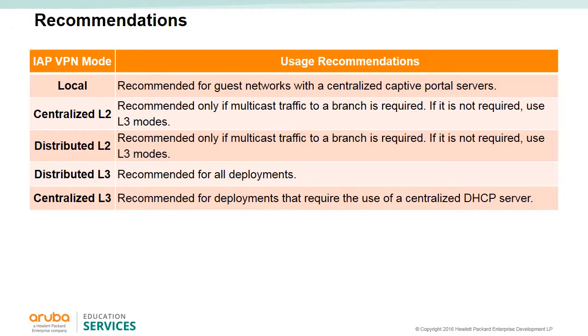DHCP recommendations. Local, recommended for guest networks with centralized captive portal servers. Centralized L2, recommended only if multicast traffic to the branch is required. If not required, use L3 modes. Distributed L2, recommended only if multicast traffic to the branch is required. Again, if not required, use the L3 mode. Distributed L3, recommended for all deployments. Centralized L3, recommended for deployments that require the use of a centralized DHCP server.